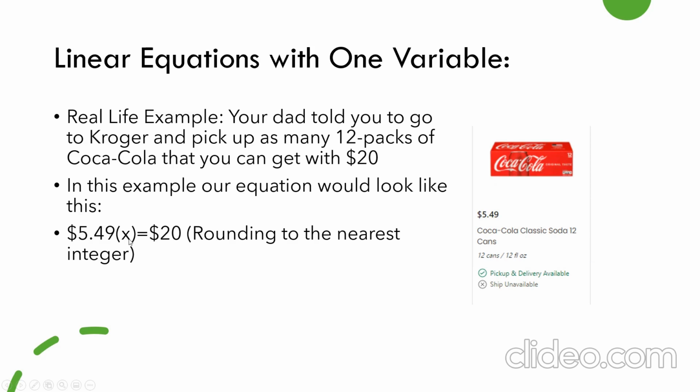$5.49 times x is going to be equal to $20 because we're trying to figure out how many we can get for that $20. Now, of course, we are rounding to the nearest integer, meaning we're going to buy a whole 12 pack. We can't buy 3.2 or 3.64 12 packs. We have to buy just 3 12 packs. So the answer to this particular problem is 3.